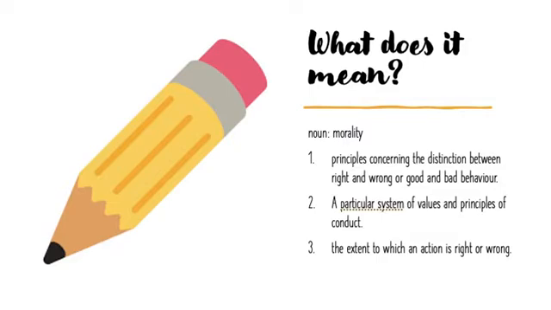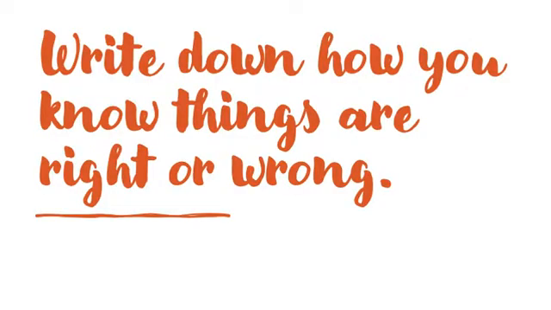Now, what I want you to do for this next task is write down how you know things are right or wrong. Who's taught you? Is it from family? Is it from school? Is it from a holy book? Is it from a religion you follow? Or is it from media? Is it from the news? I want you to pause the video again and write these down. So this is task 2.